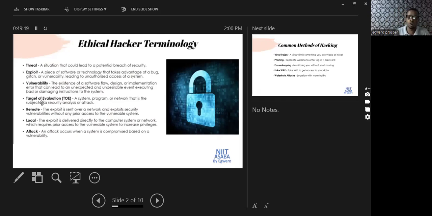Remote, we must know what remote means. It means the exploit is sent over a network and exploits a security vulnerability without any prior access to the vulnerable system. For example, these bad guys do not need to come to access your system physically, right? From where they are, they launch the attack. That's remotely. And that is the attack that is being experienced most. That remote attack.